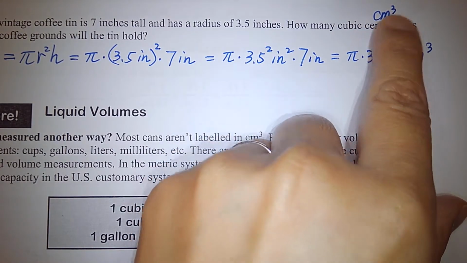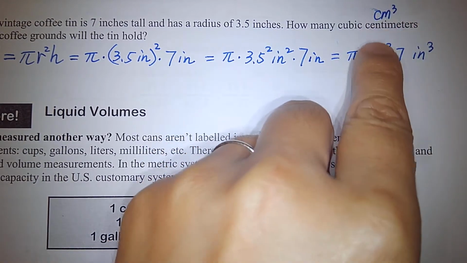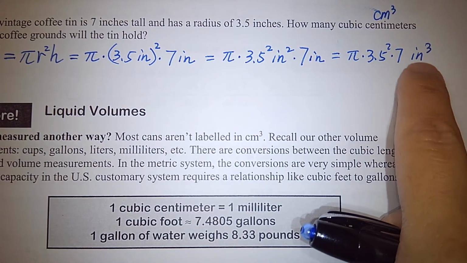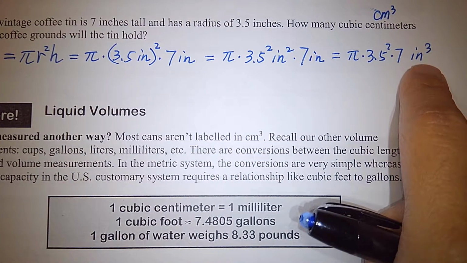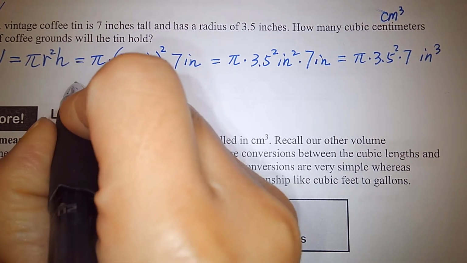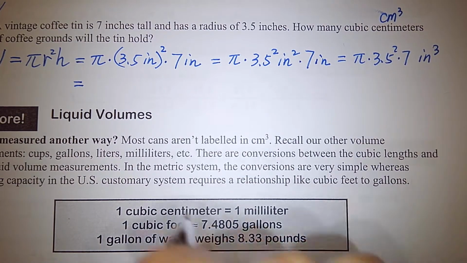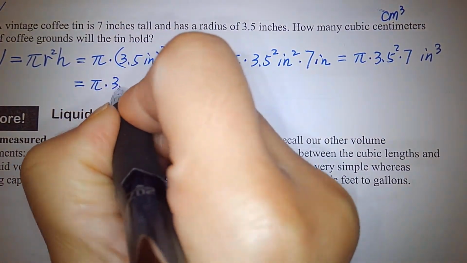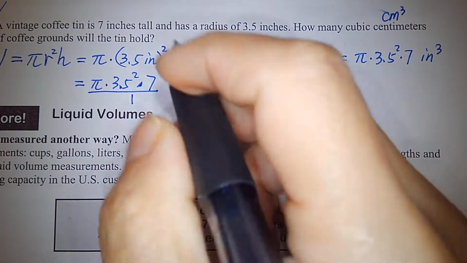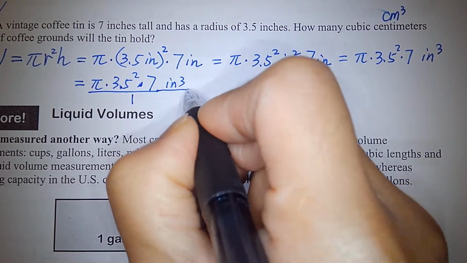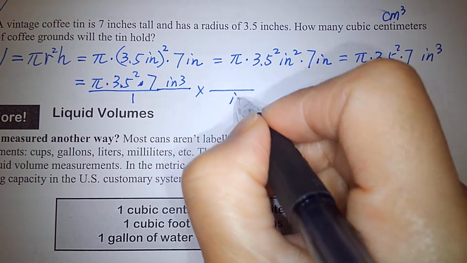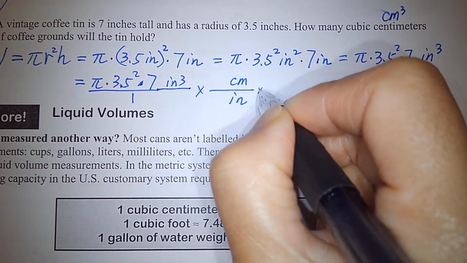The question asks us, in what? Resolve in what? Cubic what? Centimeters, right? So that means we have to convert from cubic inch to what? Cubic centimeters. How? Okay, so this is pi times 3.5 square times 7, right? And then this is cubic inches, okay? To convert into cubic centimeters, what do we do? From inch to what? Centimeter.